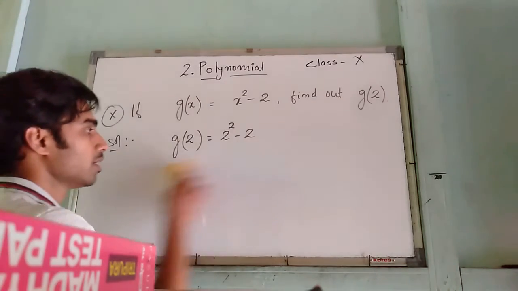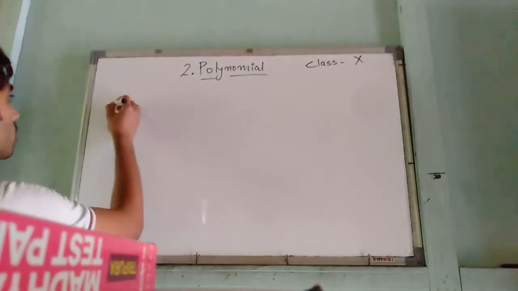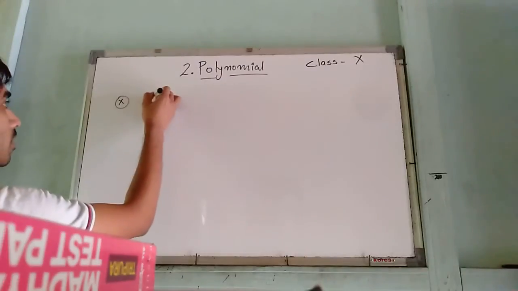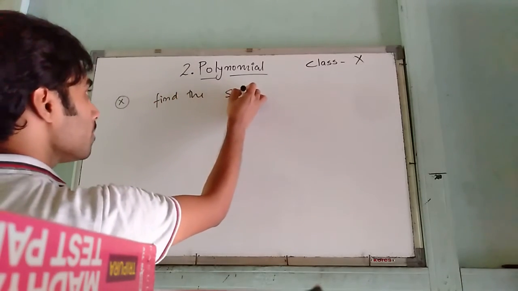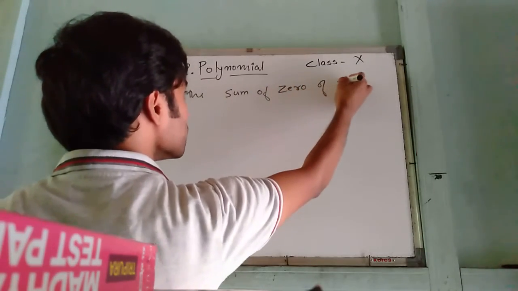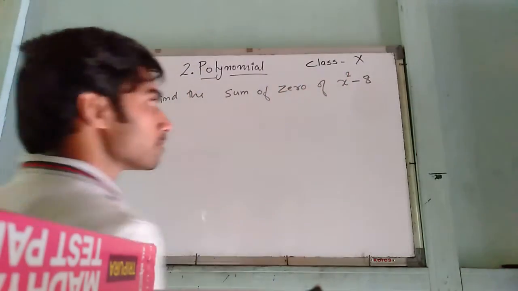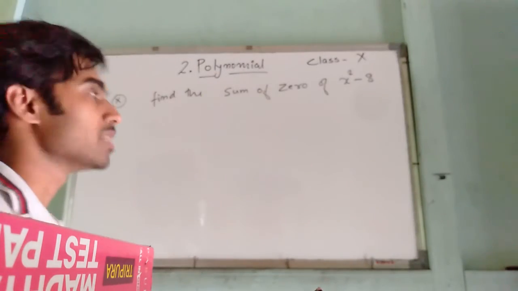Okay. Now let's do some other question. Suppose the question is, find the sum of zeros of x square minus 8. So the answer will be, sum of zeros, use the formula. Sum of zeros is equal to what?